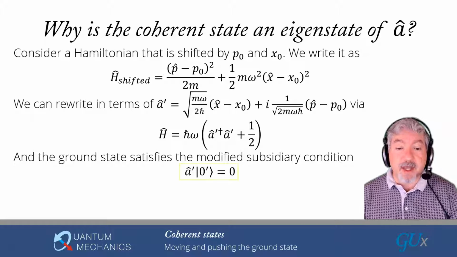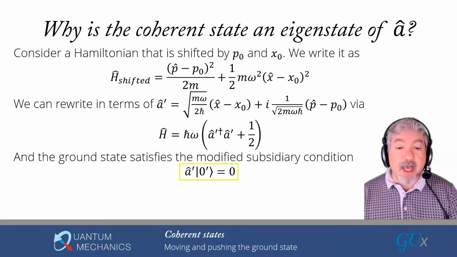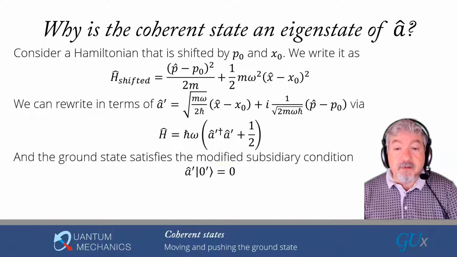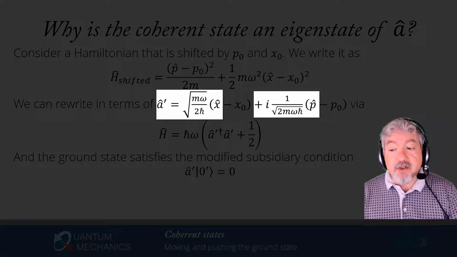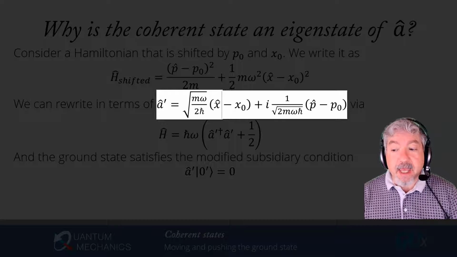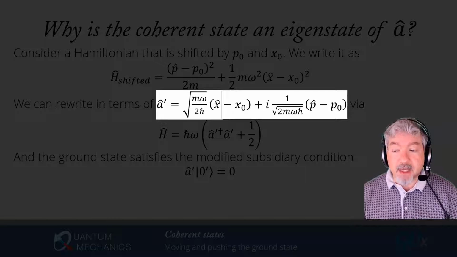and here that subsidiary condition is modified to be a hat prime acting on 0 prime equals 0. Now all we do is we simply recognize that a hat prime has an a hat in it. If I look just at the operator terms in the definition of a hat prime, that's actually a hat. So I can write a hat prime as a hat minus alpha. So a hat prime equals a hat minus alpha.